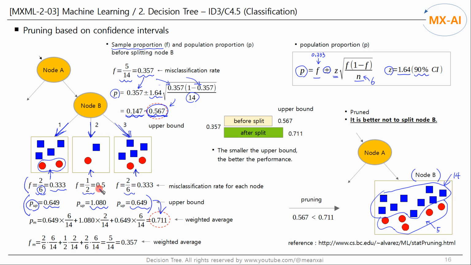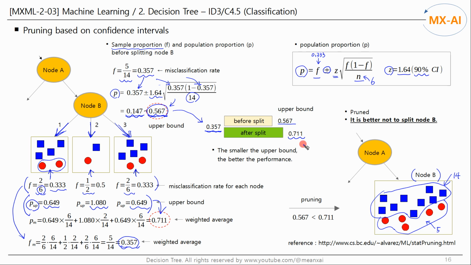And if we calculate the weighted average for the sample proportions, we get 0.357. This is the average of the lower and upper bounds of the population proportion P. The average of the lower and upper bounds of the population proportion P before splitting is 0.357, and the upper bound is 0.567. The average of the population proportion P after splitting is also 0.357, and the upper bound is 0.711.